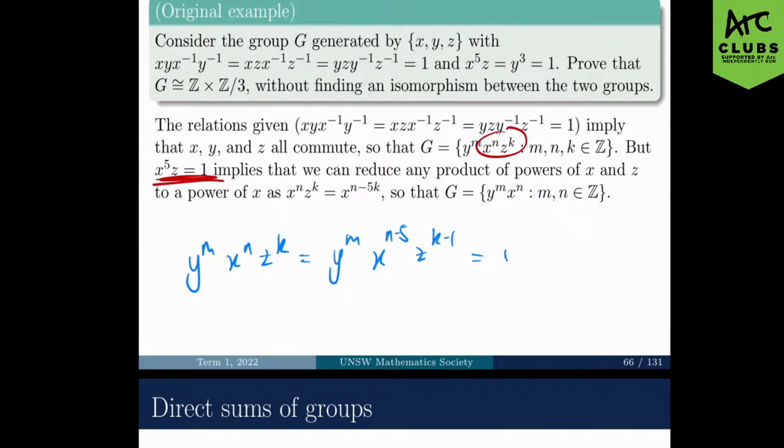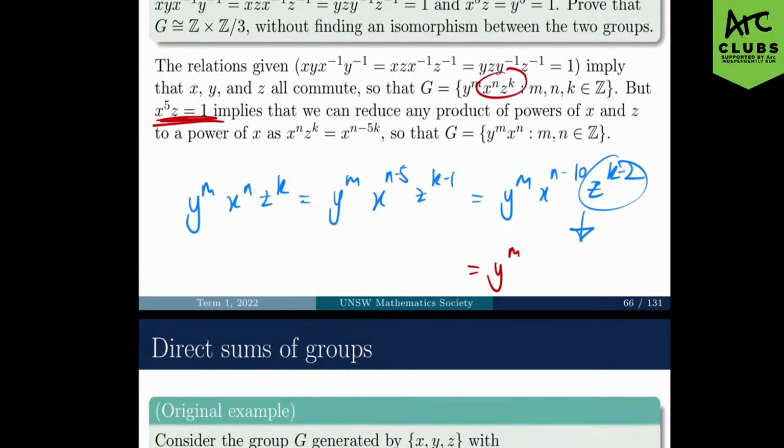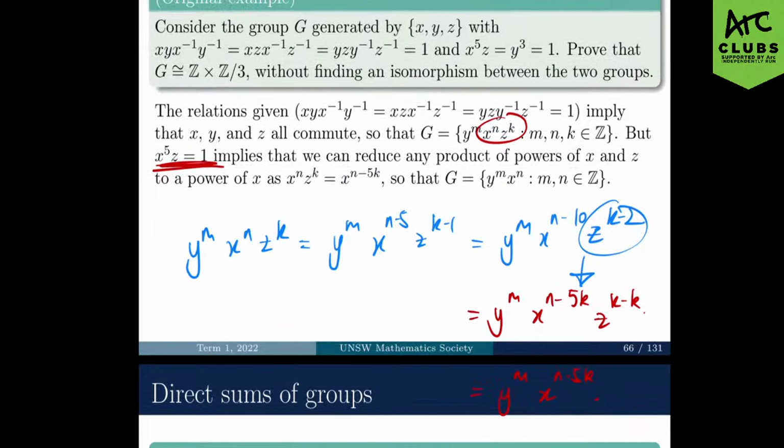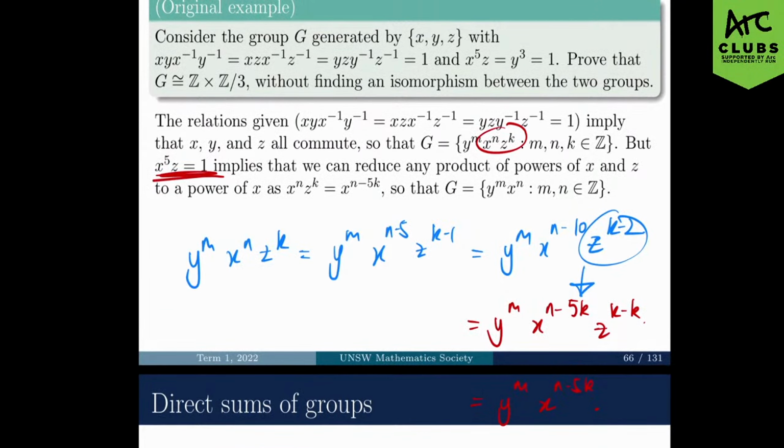We can keep on doing that, until z becomes 0. Basically, we've eliminated z. So in particular, y to the m, x to the n minus 5k, times z to the k minus k, is just equal to y to the m, x to the n minus 5k. So what does that actually mean? It means that z is just a distraction. Z doesn't actually add anything to our set, because we've got this relation here. So we can express G as just being equal to the product of a power of y and a power of x. That's pretty good. We've reduced it so far.